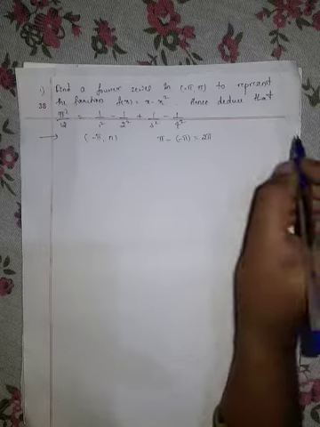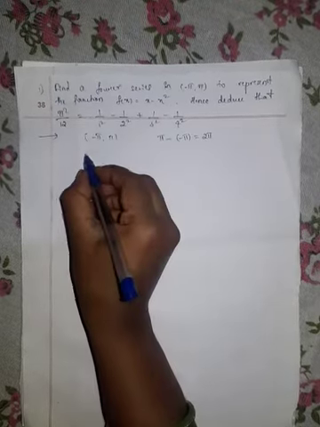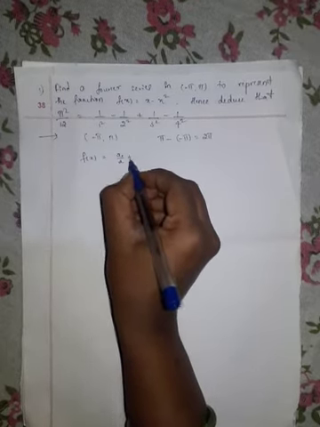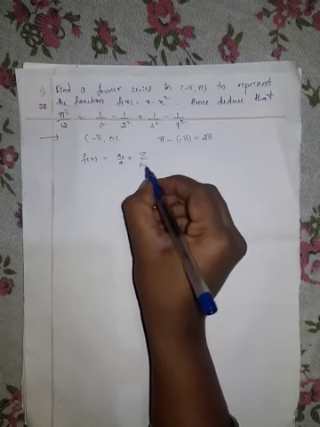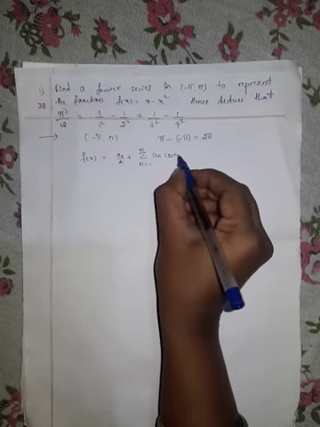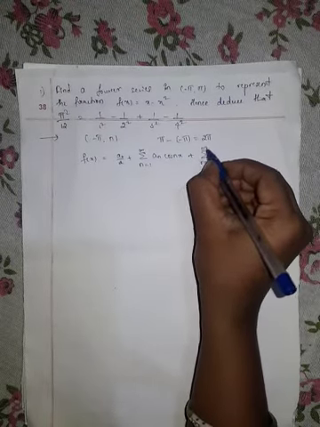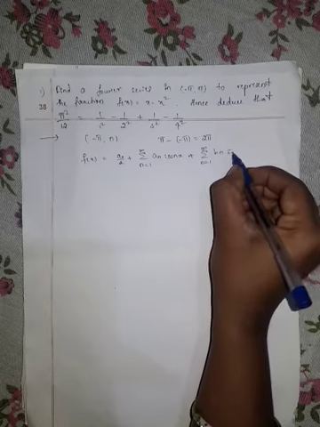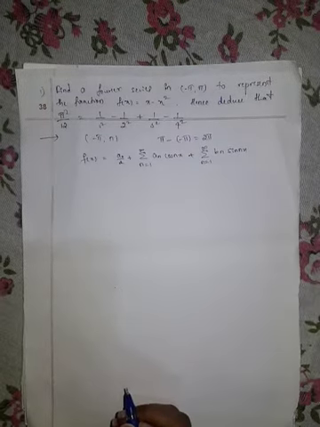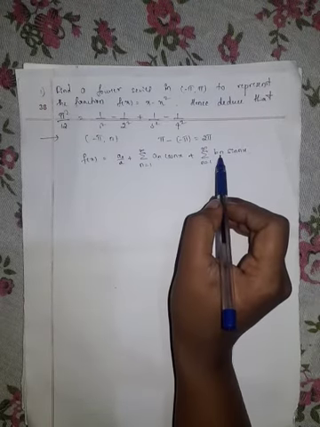As we know that the Fourier series of a function of period 2 pi is given as f of x is equal to a naught by 2 plus summation n is equal to 1 to infinity an cos nx plus summation n is equal to 1 to infinity bn sin nx. Here we have to find these three constants a naught, an and bn.